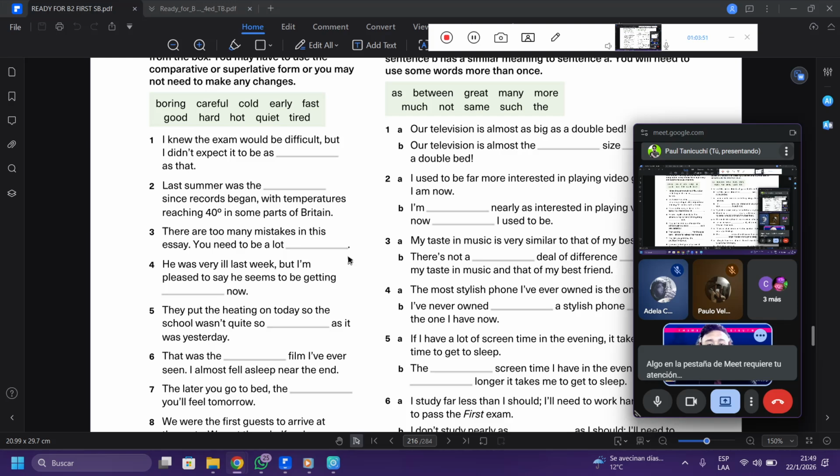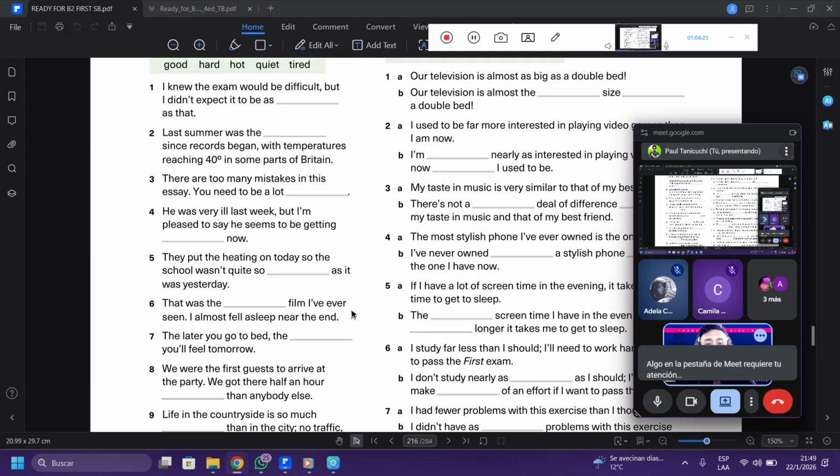Number 4. He was very ill last week, but I'm pleased to say that he seems to be getting... now. What do you think is here? Good. He seems to be getting... now because he was ill. Better. Getting better, perfect. He's getting better now.